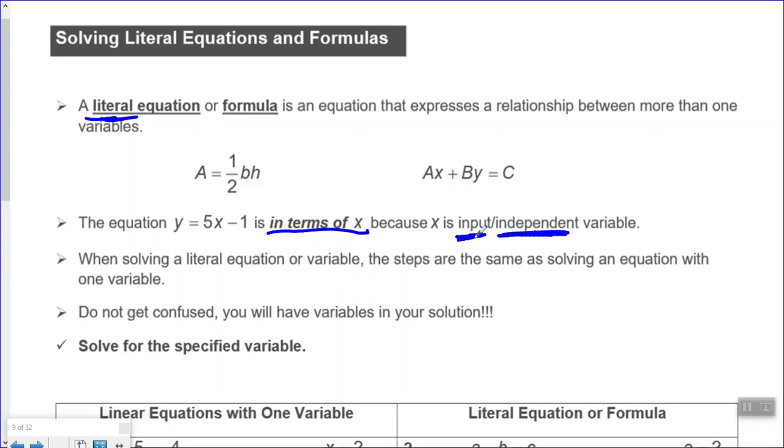In the next unit on functions, you have to know these vocabulary words. In terms of x means x is the input or independent variable. When solving a linear equation with more than one variable, the steps are the same as solving an equation with one variable. Do not get confused. You will have variables in your solution. So let's try the example problems.